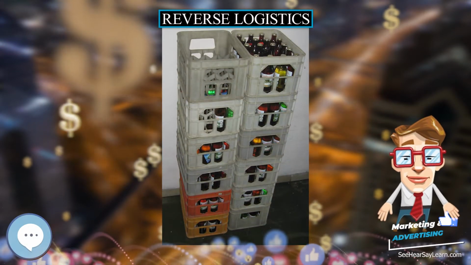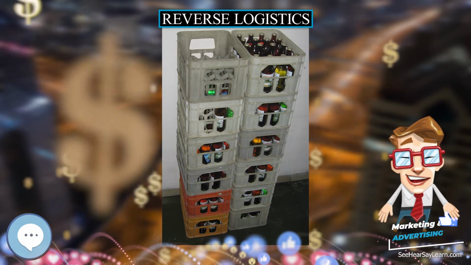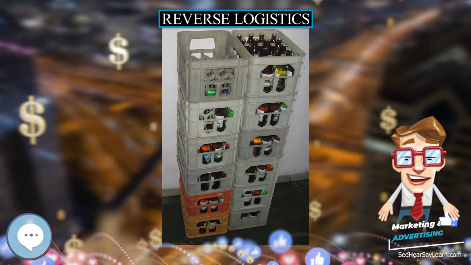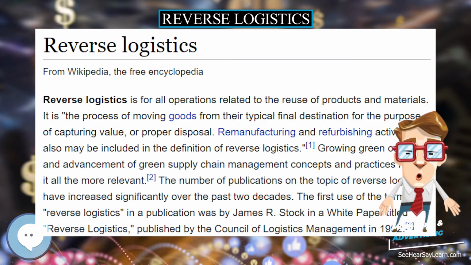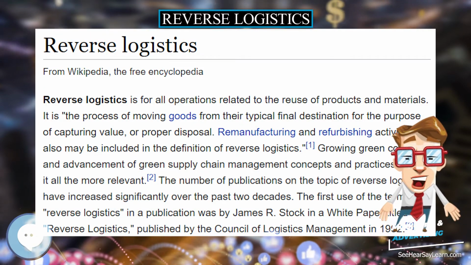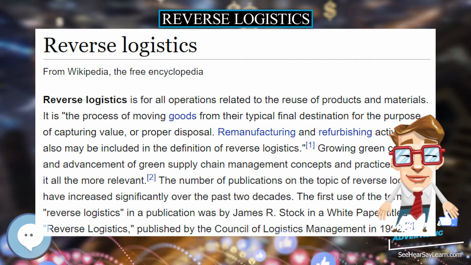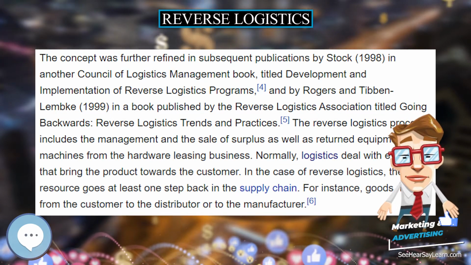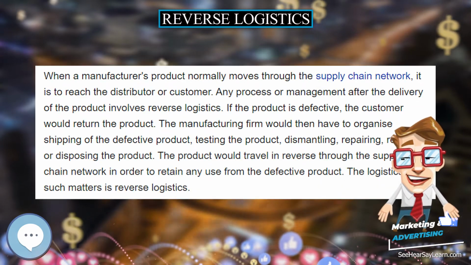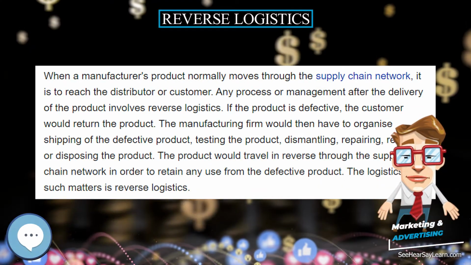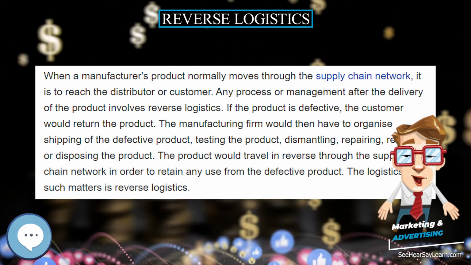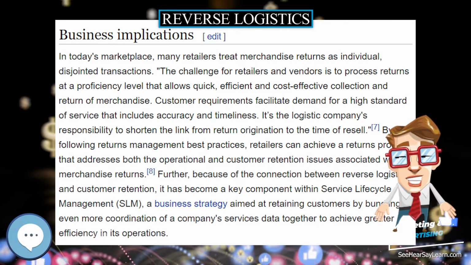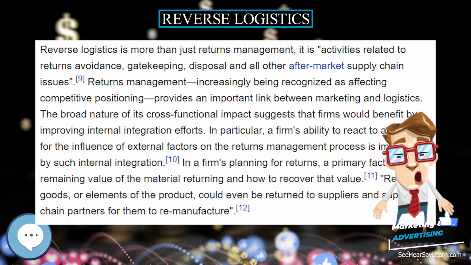Reverse logistics. Reverse logistics is for all operations related to the reuse of products and materials. It is the process of moving goods from their typical final destination for the purpose of capturing value, or proper disposal. Remanufacturing and refurbishing activities also may be included in the definition of reverse logistics. Growing green concerns and advancement of green supply chain management concepts and practices make it all the more relevant.